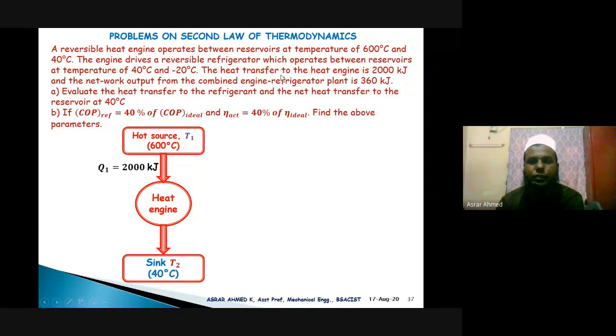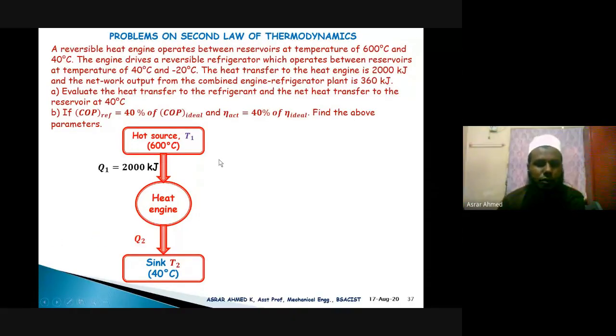So I'll draw the refrigerator quickly now. The heat transfer to the heat engine is 2000 kilojoule. So the heat transfer from the hot source to the heat engine is 2000 kilojoule. Since this is T1, I name this as Q1. And the net work output from the combined engine refrigerator plant is 360 kilojoule. I'll come to this point later. So now quickly let us draw the refrigerator plant.